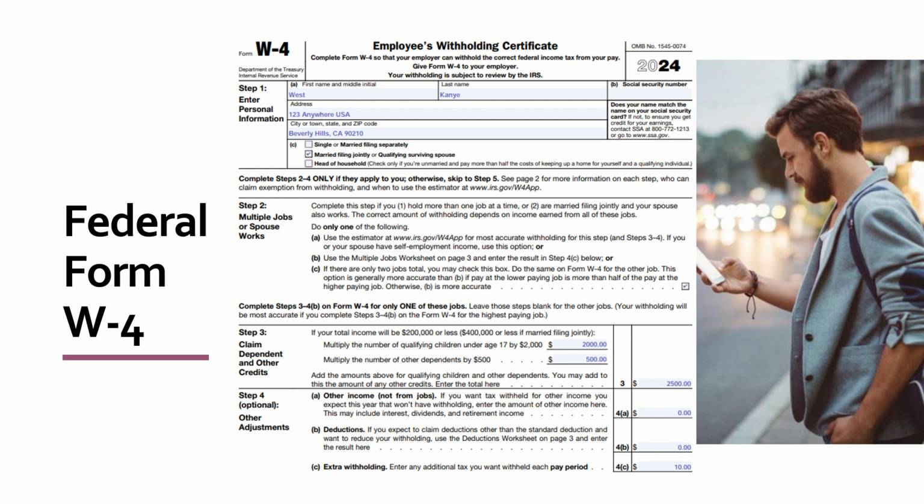Here we have an example of an employee who has filled out their employee withholding certificate, commonly known as the W-4, as married filing jointly or qualifying surviving spouse. In step 2, they have indicated with this checkbox that they are doing multiple jobs. Step 3, they have a total of $2,500 listed. Step 4A is $0, 4B is $0, and 4C is $10.